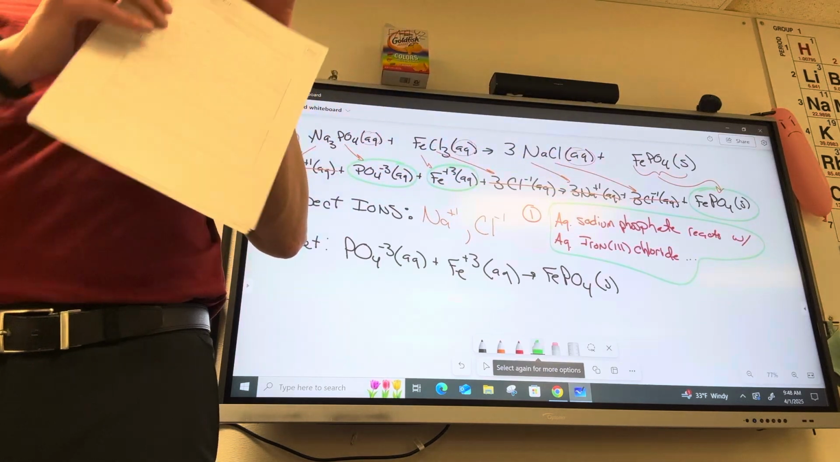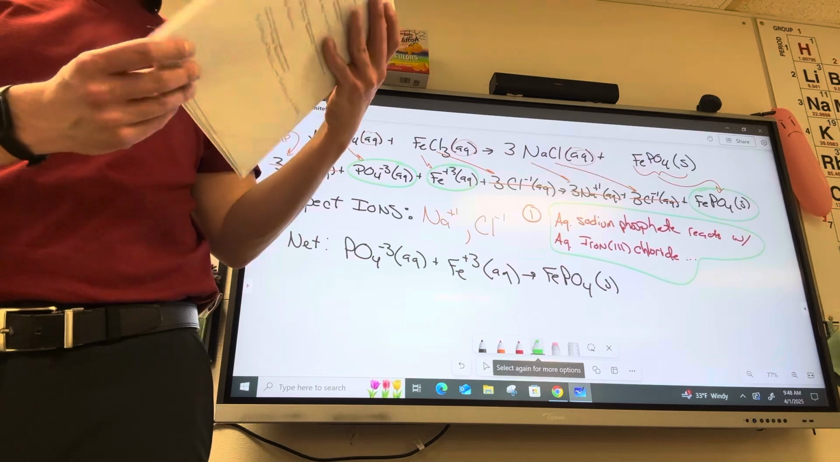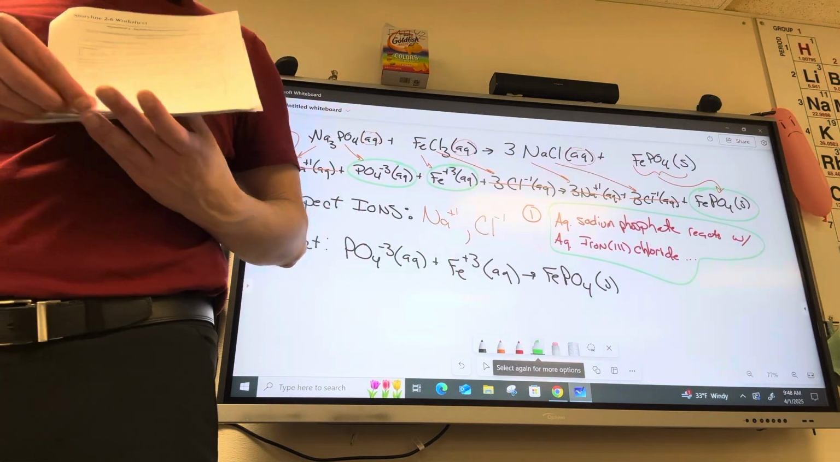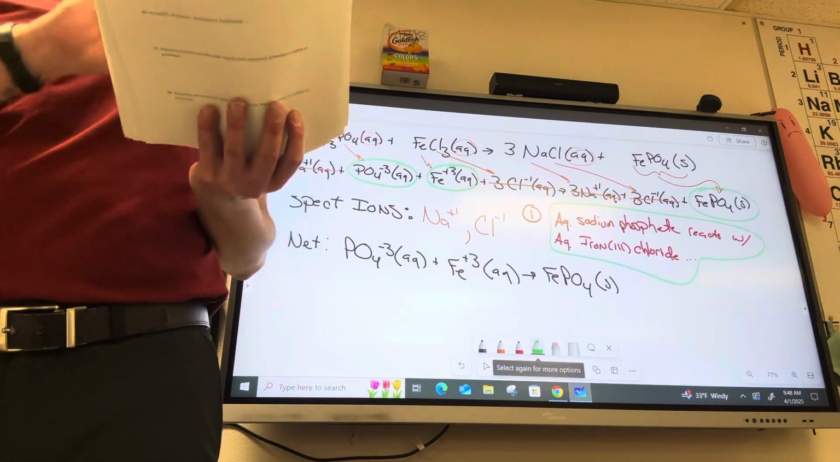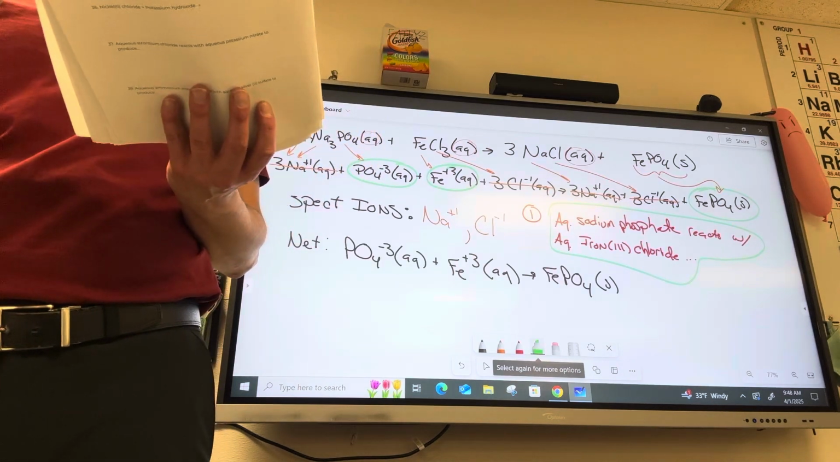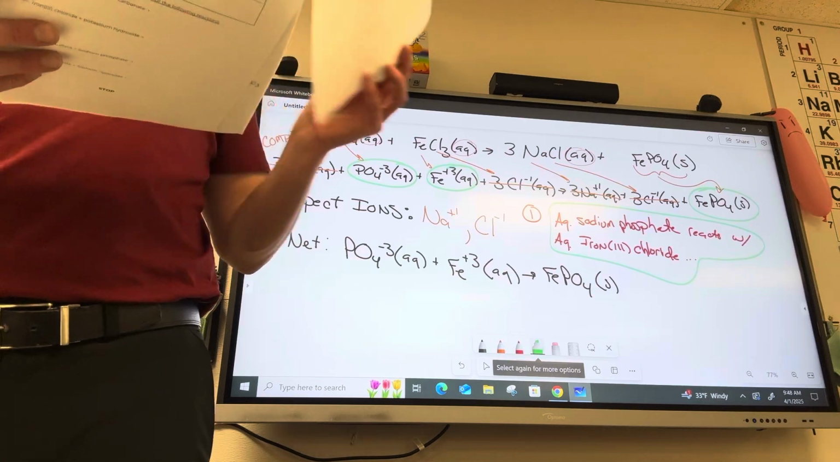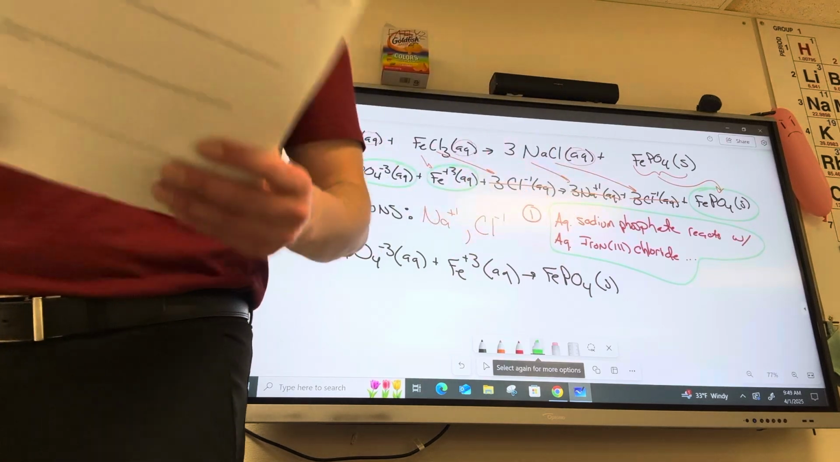And all of these should be assumed to be aqueous. So like number 27, it says sodium sulfate plus barium nitrate. Assume those are all aqueous for this. All right. I thought I put that in there. Apparently I did not. So there it is. Any questions?